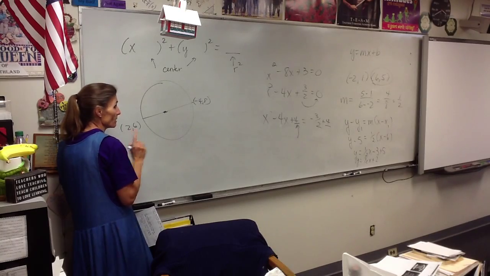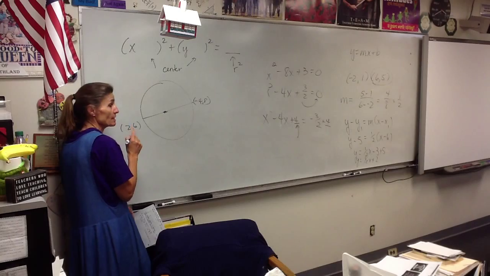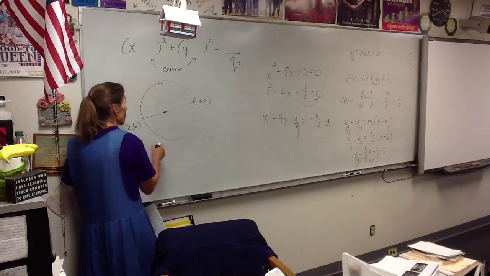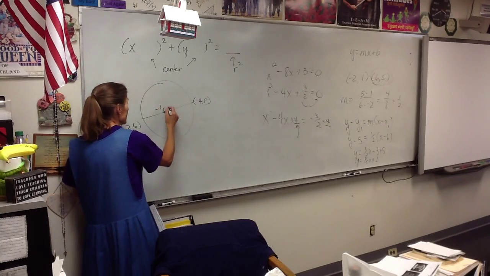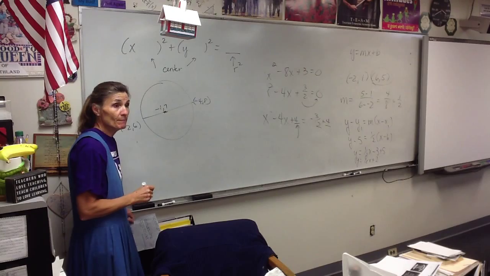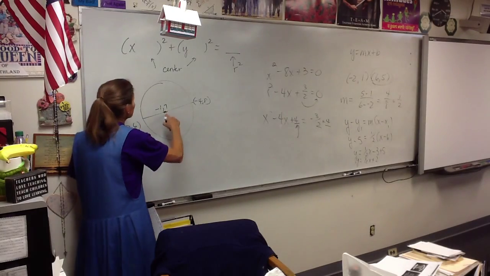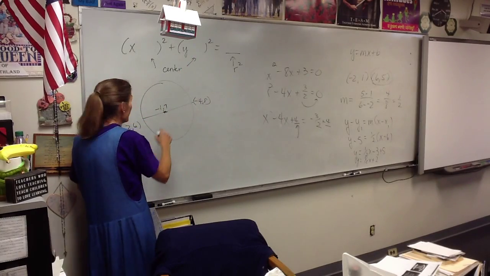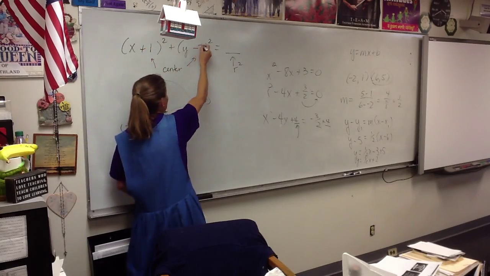Oh, not the distance formula, not for the center. I'll use the distance formula for the radius, but for the center I need midpoint. So 2 plus negative 4 divided by 2 is negative 1. 6 plus 8 divided by 2 is 7. Now, kids, that's what goes in here. Some of you put these in there. That is what goes in here. So x plus 1, y minus 7.